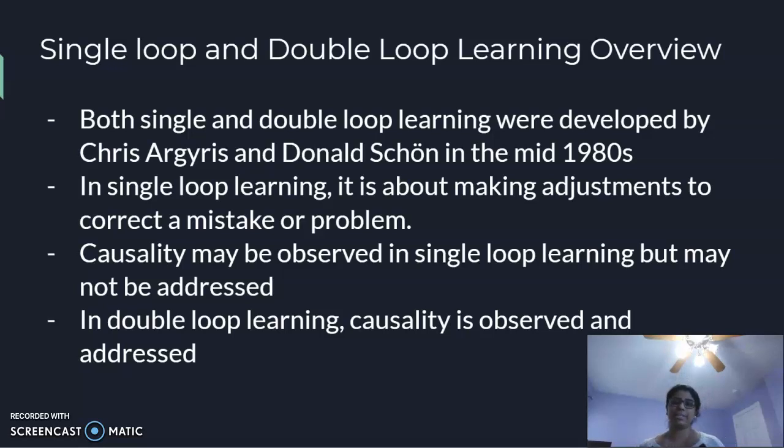Okay, so this is a quick overview of single loop and double loop learning. Both were developed by Chris Argyris and Donald Schön in the mid-1980s. I feel like I may have messed up their names a little, so please forgive me if I do. In single loop learning, it is about making adjustments to quickly correct a mistake or problem. You may see a cause, but in single loop learning, it's typically not addressed. That's why we do double loop learning, in which we actually find the root cause for a problem and address it.